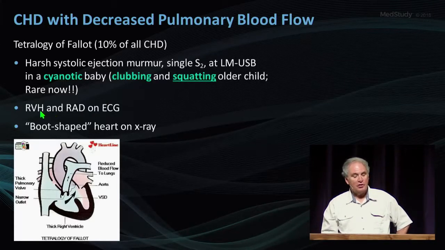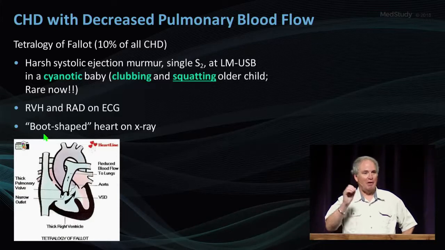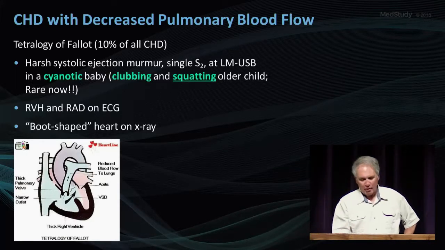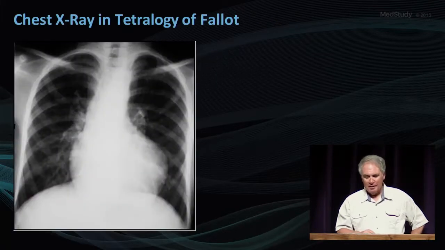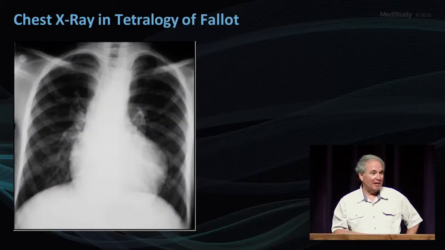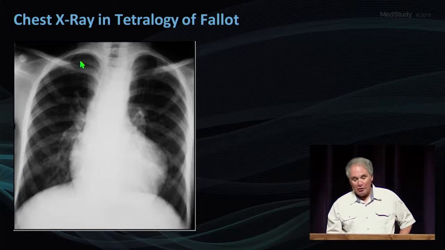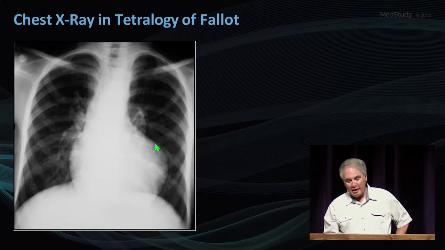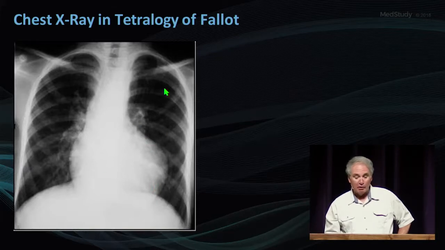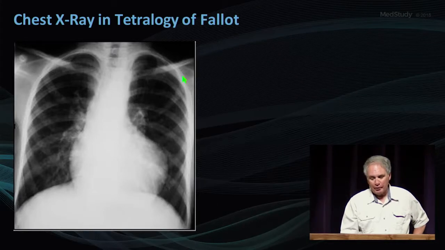The ECG shows right ventricular hypertrophy and right axis deviation. And there's the famous boot-shaped heart that you're all waiting to see that's associated with tetralogy of Fallot. Yeah, looks like a boot. I don't know. That's tetralogy of Fallot. So the boot is due to the uplifted apex of the heart, which is an indication of right ventricular hypertrophy. And in this case, pulmonary flow looks actually quite good.